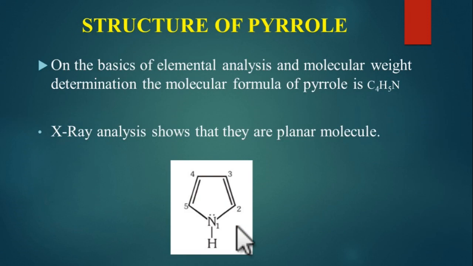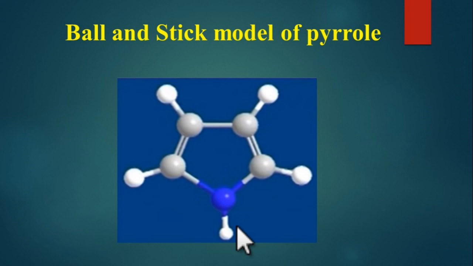So the next part of the discussion is the structure of pyrrole. On the basis of elemental analysis and molecular weight determination, the molecular formula of pyrrole is C5H5N. And X-ray analysis shows that it is a planar molecule. In this slide, we have shown the ball and stick model of pyrrole. Here, this blue ball is nitrogen and hydrogen is associated with it. The grey balls are carbon and these white balls are hydrogens.